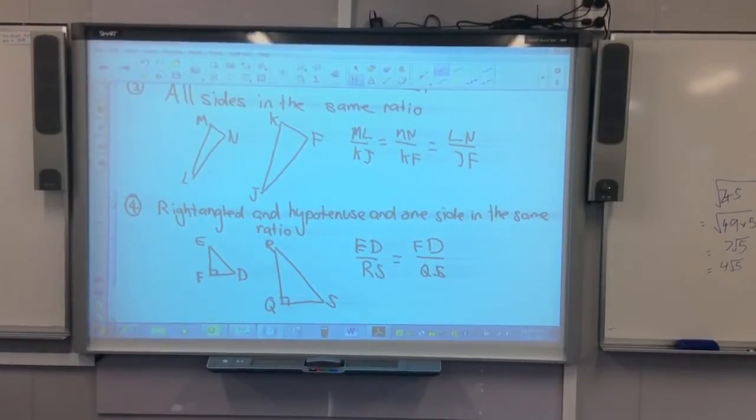Yes, Abby? Are we going to have to remember all of these for the test? Or will you use this like a formula sheet kind of thing? No, you're going to have to remember them. What? Yeah, I'm failing that test. Oh, you're not. There's a video on YouTube.